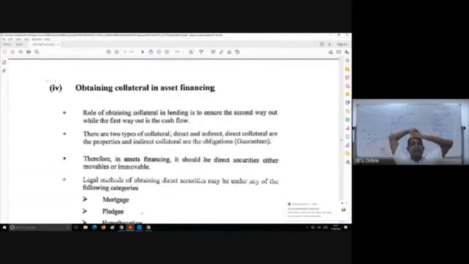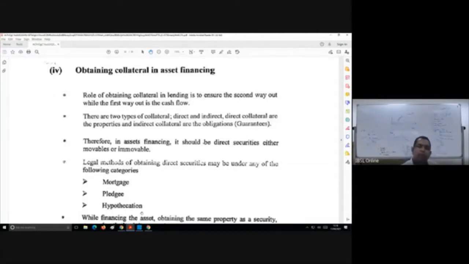Obtain collateral in asset financing. The role of obtaining collateral in lending is to ensure that second way out, while the first way out is the cash flow. There are two types of collateral, direct and indirect. Direct collateral are what I showed you now. Indirect collaterals are personal guarantees and corporate guarantees. Therefore, in asset financing, it should be direct security, either movable or immovable. Asset financing means long-term financing. So always your risk should match with your collateral type.